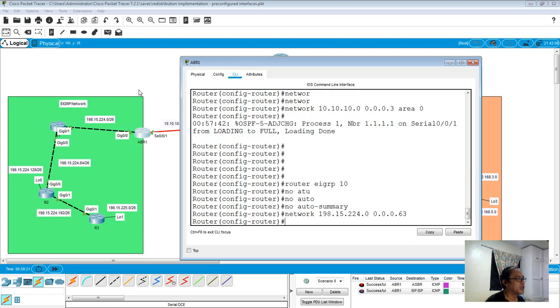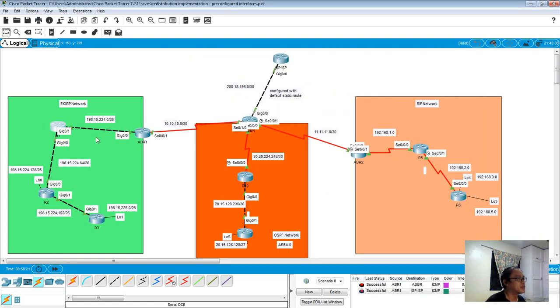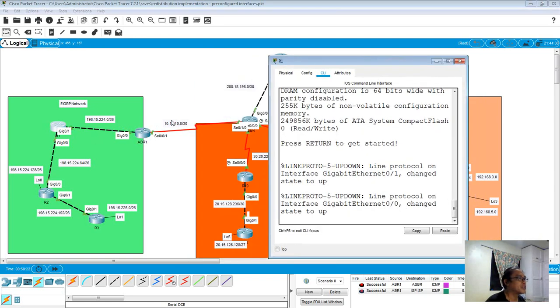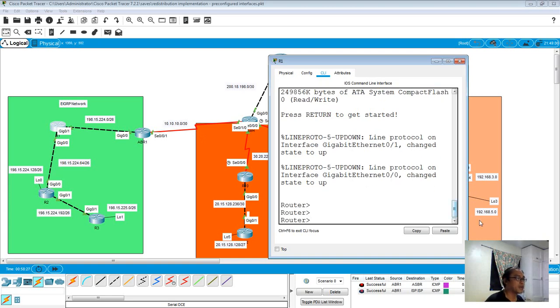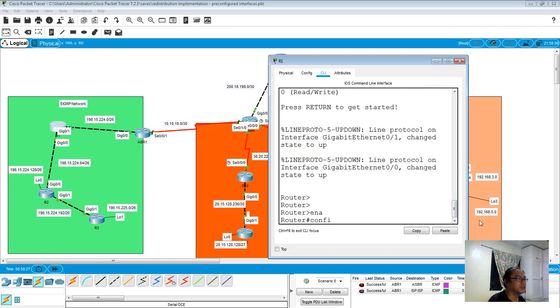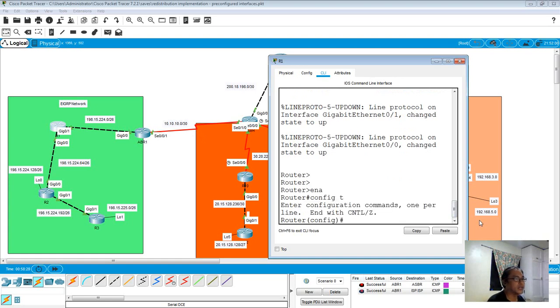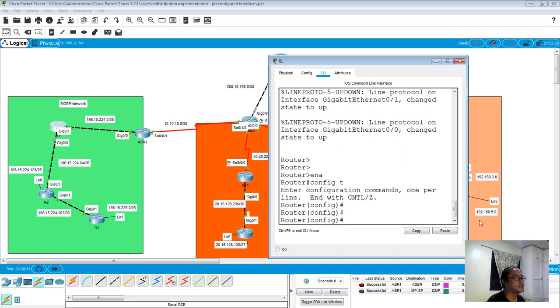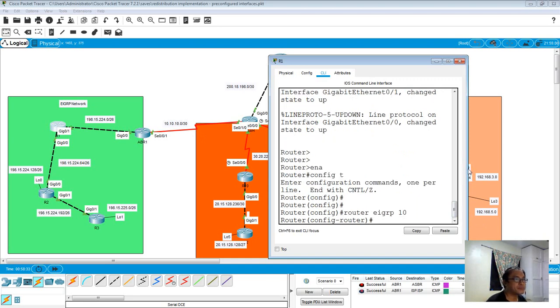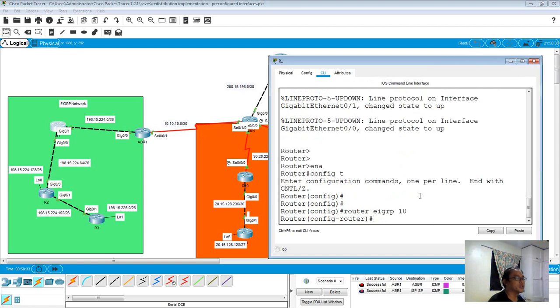So let's jump to the next network. We cannot advertise network 10 here, because 10 is not part of EIGRP, or else your router will have problems. So enable, config t. What we advertise is its own networks. So enable, config t, router eigrp 10, then no auto-summary.